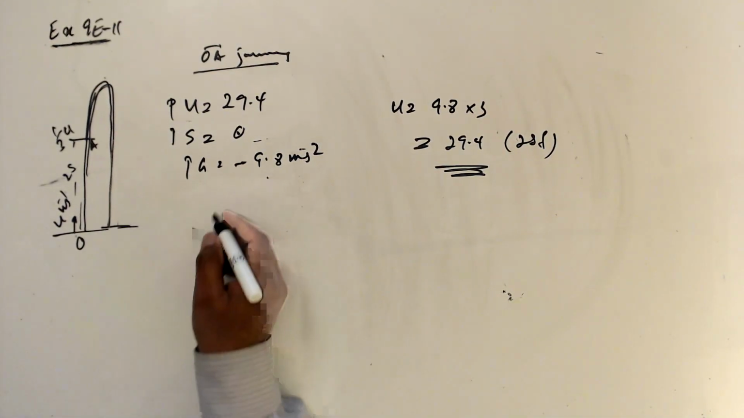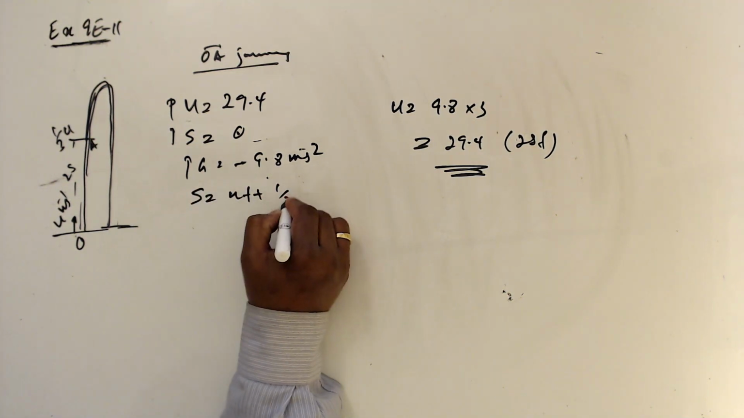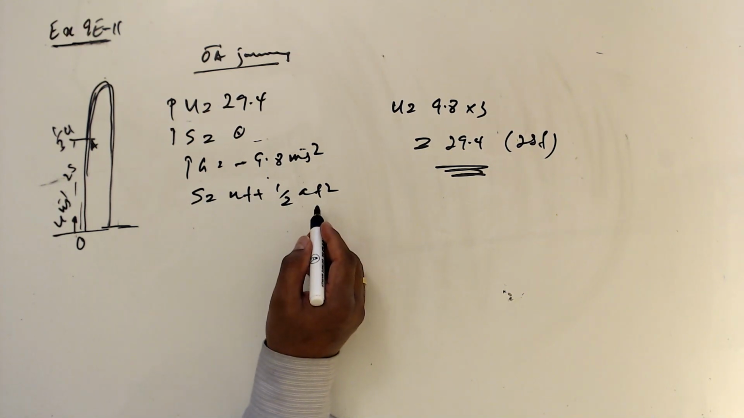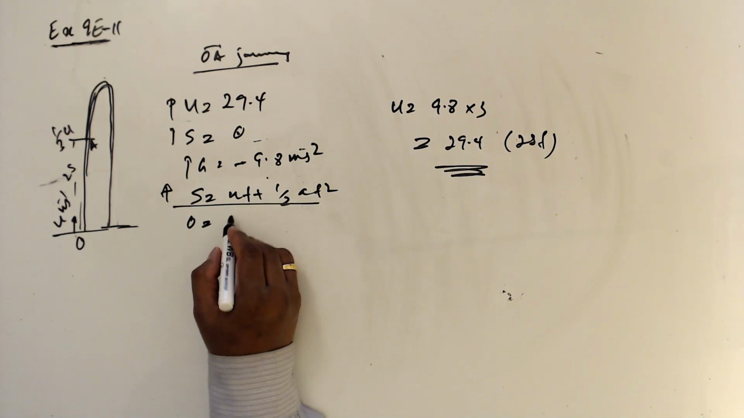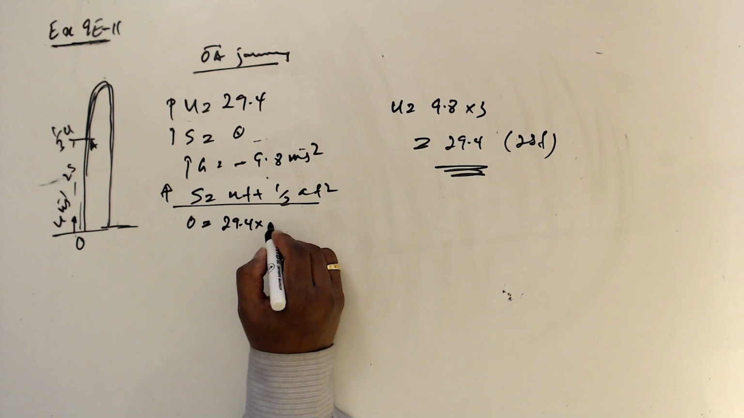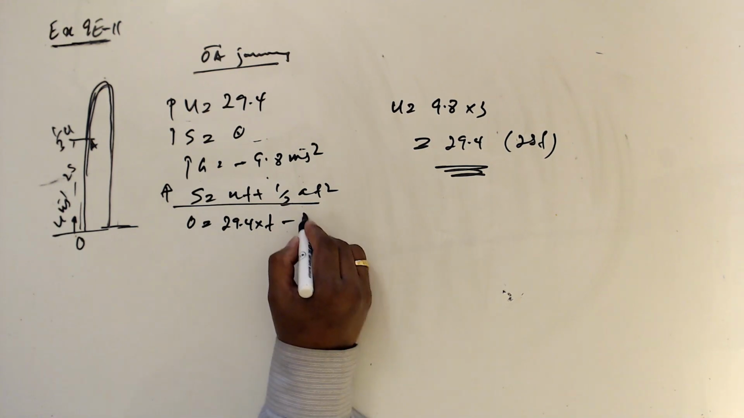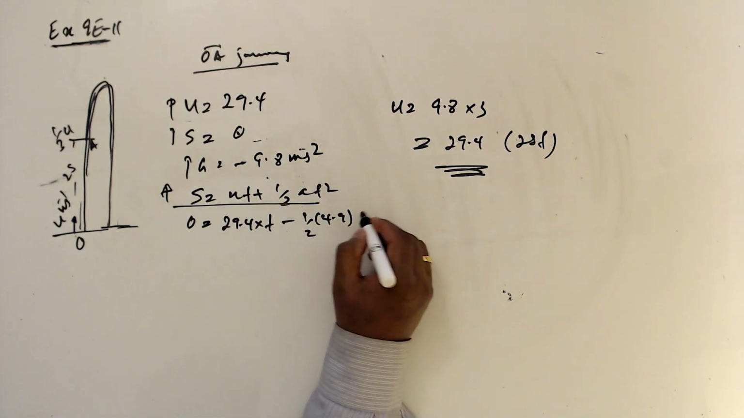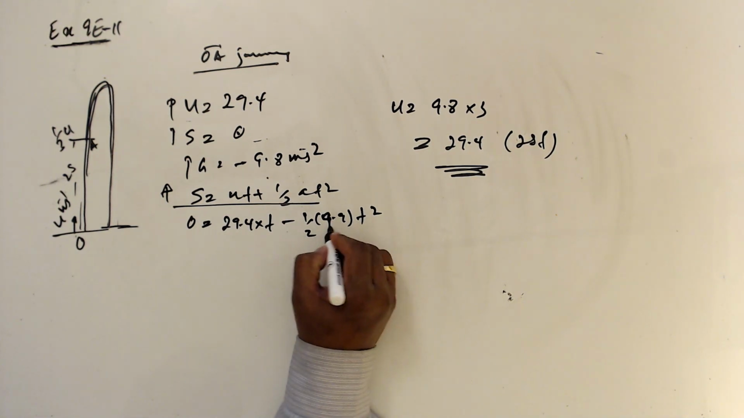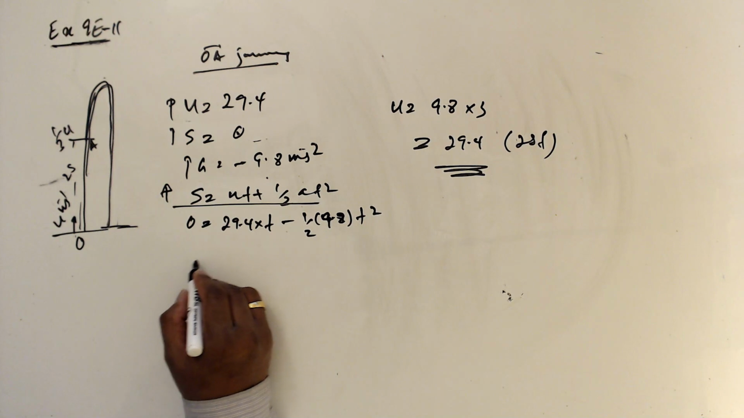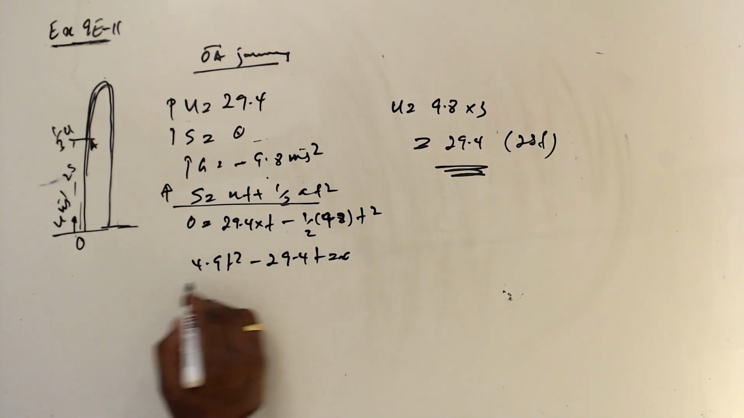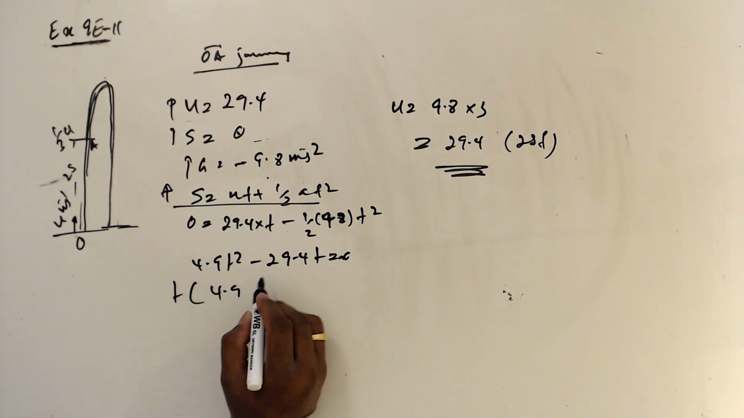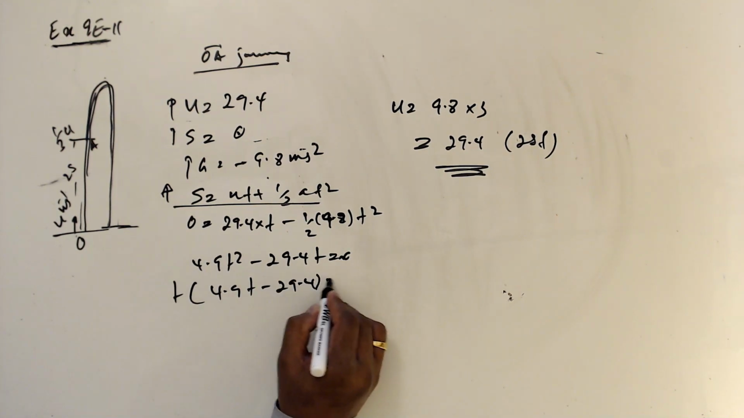We can work with s equals ut plus half a t square, and s equals 0 for this direction equation. u is 29.4 times t, t is the one we need, and half a is half times 9.8, which is 4.9 t square. So this is going to be 4.9 t square minus 29.4 t equals 0. Factorize t: t times (4.9 t minus 29.4) equals 0.